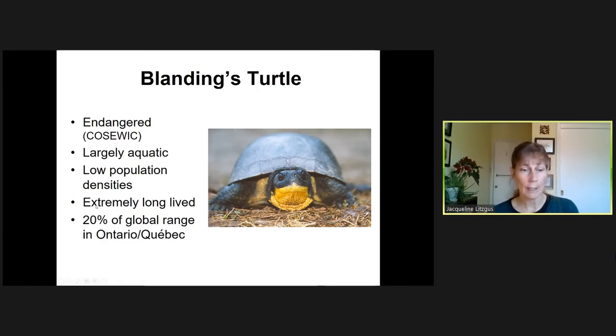And they have a crazy life history. They're extremely long-lived. They probably live for well over 100 years. And so it's hard to learn about them when they live for that long. We can take snapshots of their lives and try to understand what they need from those. And the other thing that's important is that I showed you that range map of the species. About 20% of the global range sits in Ontario and Quebec, which means that Ontario and Quebec have a fairly large responsibility for making sure that this species persists on a global scale.